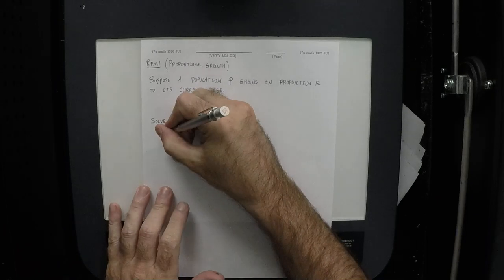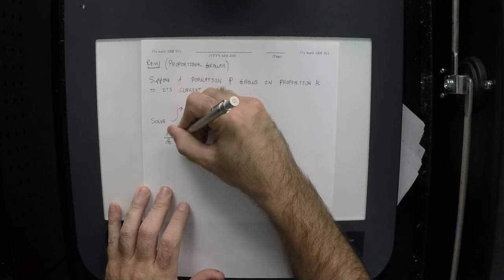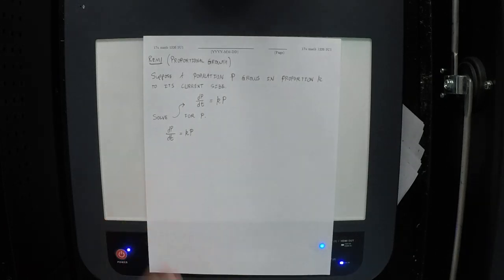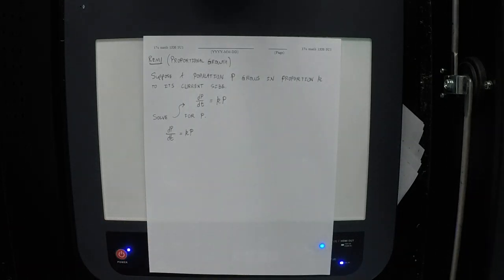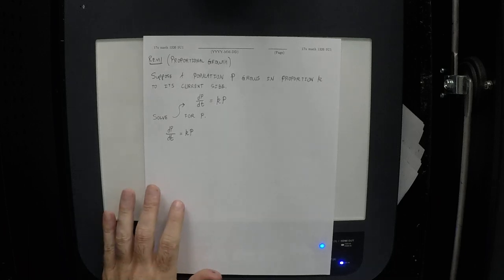So we want to take that equation and solve for P. And we want to use the same techniques that we've already used a couple of times. So what do we need to do? I'm fishing for an S word. Separate. A polite S word. Right? We want to separate the variables. What are the variables? P and T are the variables. K is a constant, a proportionality constant. So we want to separate P and T.